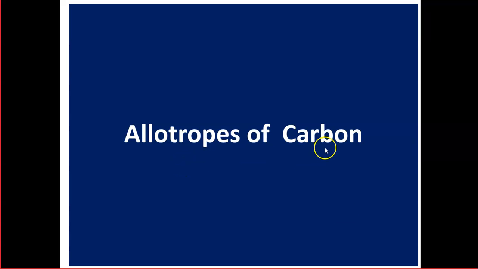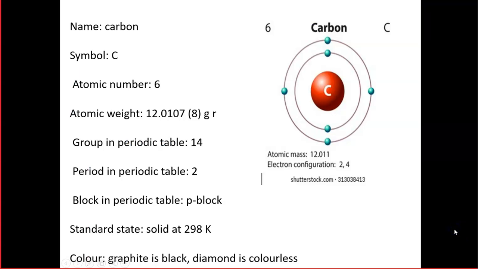So what are the allotropes of carbon? Let us try to understand carbon. And we have to see one dimensional, two dimensional, three dimensional devices or materials. So carbon you have studied. I'm not telling you the chemistry, but let us revise something.